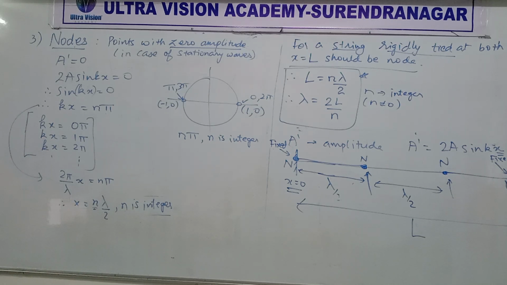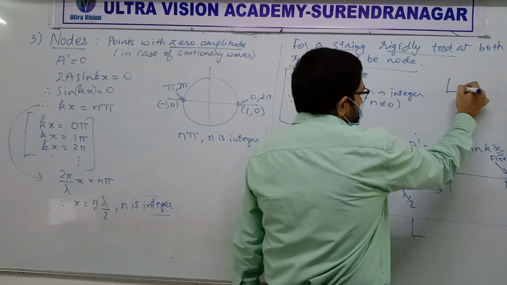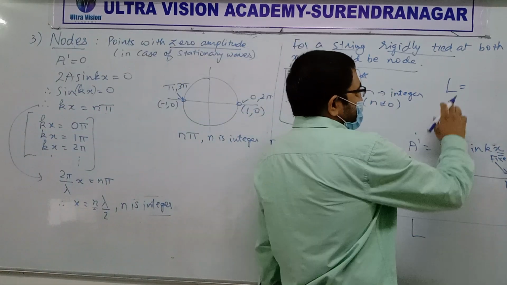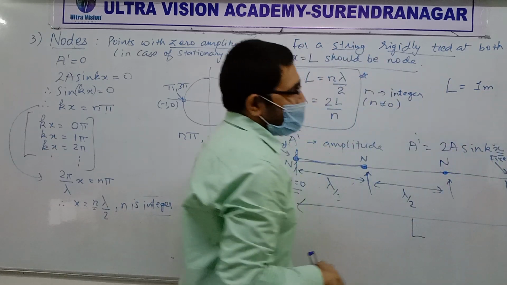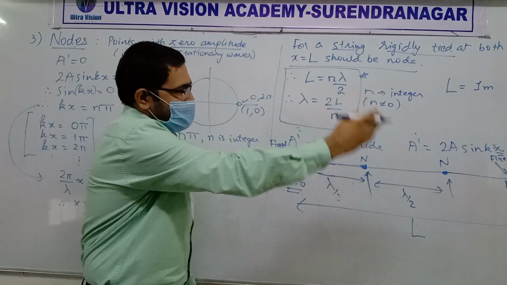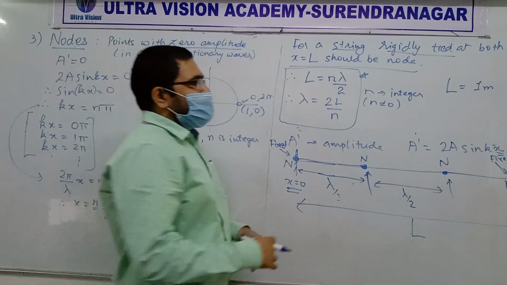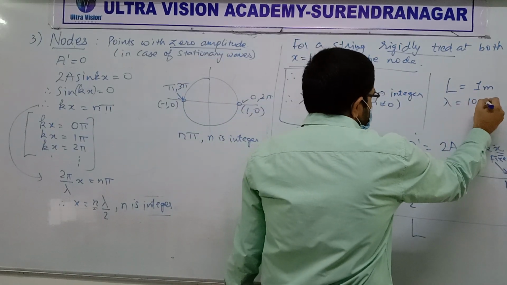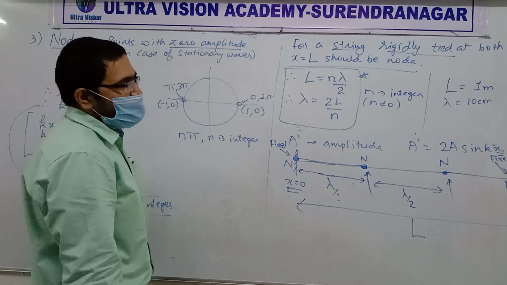Can we find number of nodes in string? Yes, Raj, we can find it. Very easy thing. Suppose there are standing waves in a string, and let's say that length of the string is 1 meter. The question is, how many nodes are there on a string? So I am giving an example. Suppose length of string is 1 meter and wavelength of the wave is 10 centimeter.